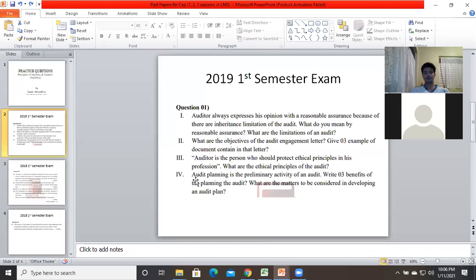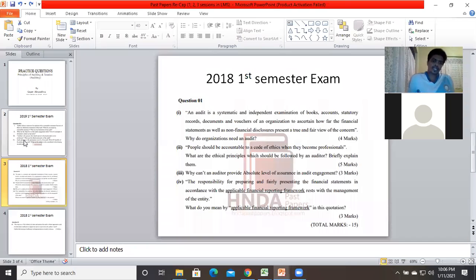Now, audit planning is a preliminary activity of an audit. Write three benefits of an audit plan. What are the matters to be considered in developing an audit plan? Just discussed. Okay, so these 4 questions are for 20 marks.